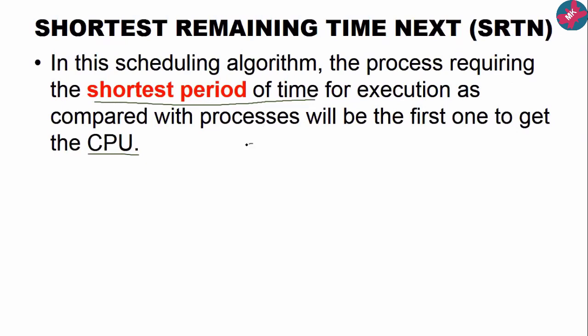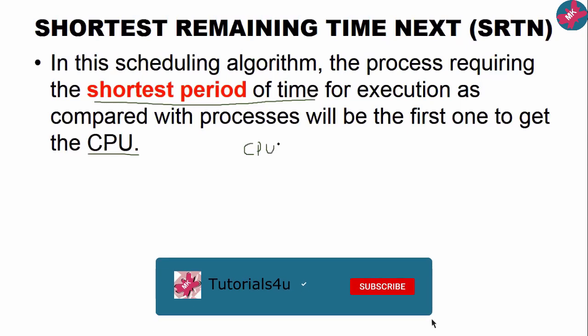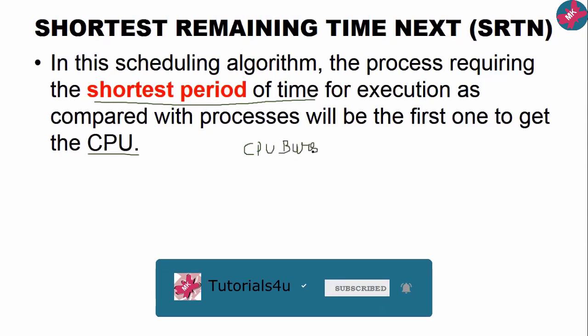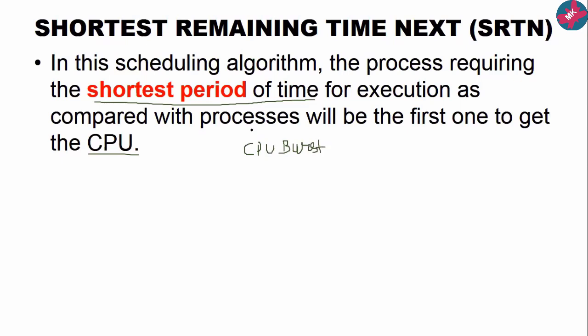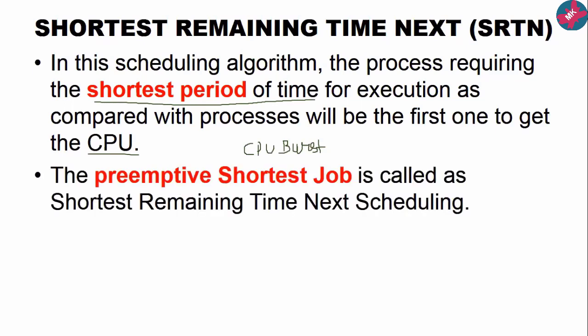If you recall our discussion in shortest job first, the process having the smallest CPU burst gets a chance for execution, isn't it? So the same logic is applied here, and the preemptive shortest job first is nothing but the shortest remaining time next scheduling. So this shortest remaining time next is nothing but the preemptive shortest job.